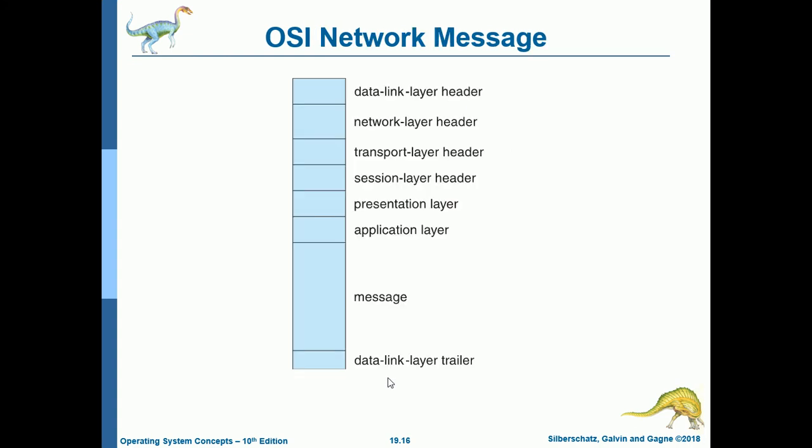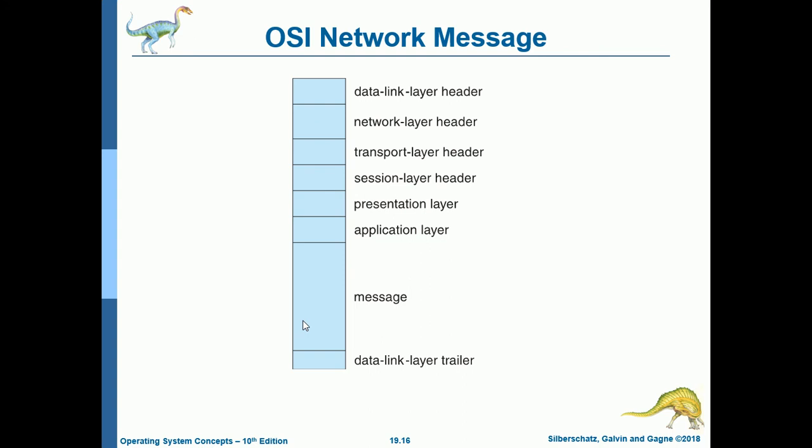So we have the OSI network message. Physically, a message starts above the application layer and is passed through each lower level in turn. Each layer may modify the message and include message header data for the equivalent layer on the receiving side. Ultimately, the message reaches the data network layer and is transferred as one or more packets.